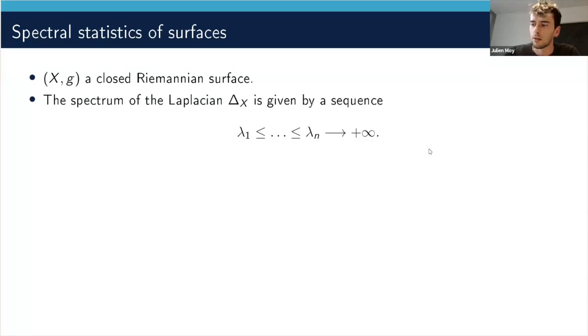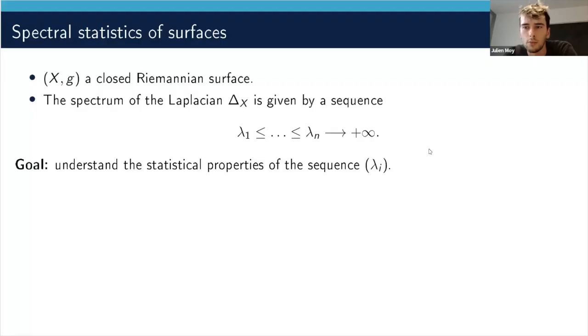And in this case, the spectrum of the Laplacian is known to be given by a non-decreasing sequence of eigenvalues that goes to infinity. And so our goal, in a very broad sense, is to understand the statistical properties of the sequence lambda i. I will explain what I mean by that in the following.